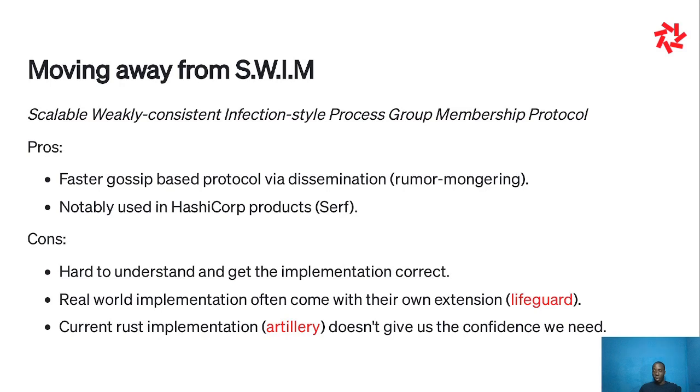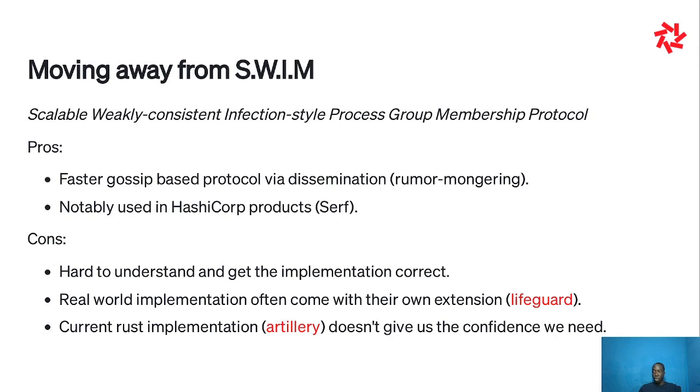So if you have been using Quickwit, you probably know that we already have an implementation of cluster management inside, and we use SWIM. But the reason we are introducing Scuttlebutt today is that we are moving away from SWIM, which stands for Scalable Weakly-consistent Infection-style process group Membership protocol. The pro with SWIM is that it's a gossip based protocol, and it is faster if you compare it to what we will introduce next.